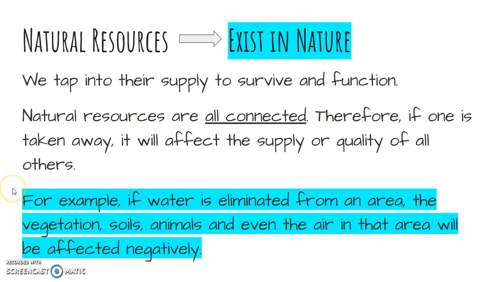So our natural resources exist in nature. That makes sense. So we tap into their supply to survive and to just function. Natural resources are all connected. Therefore, if one is taken away, it'll affect the supply or the quality of the others. So one major example is if water was eliminated from an area, then the vegetation or the plants, the soil, the animals, and even the air in that area will be affected in some way, and probably in a negative way.